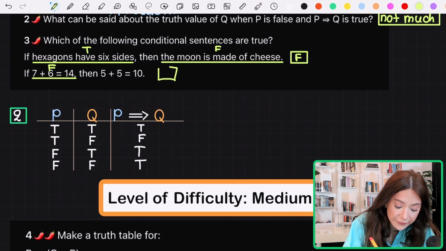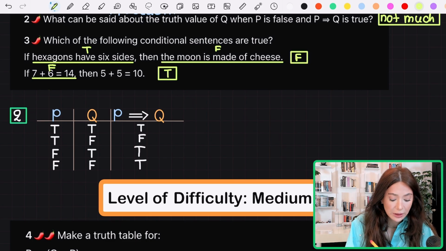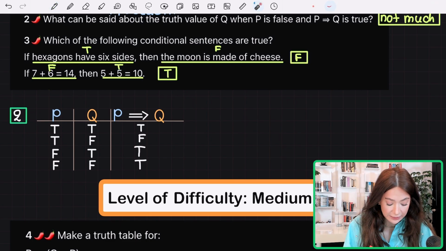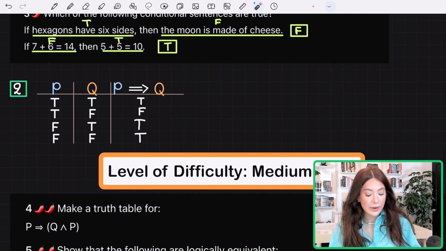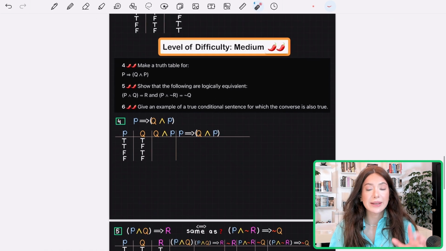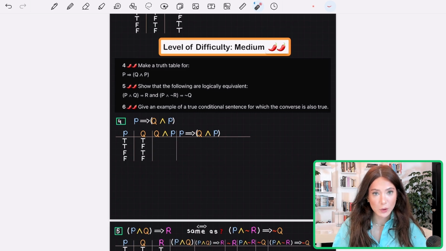So I don't have to even read the consequent. So the whole statement is true. This actually happens to be true too. So we are, in fact, in the third line. All right, now moving on to the next level, medium difficulty.